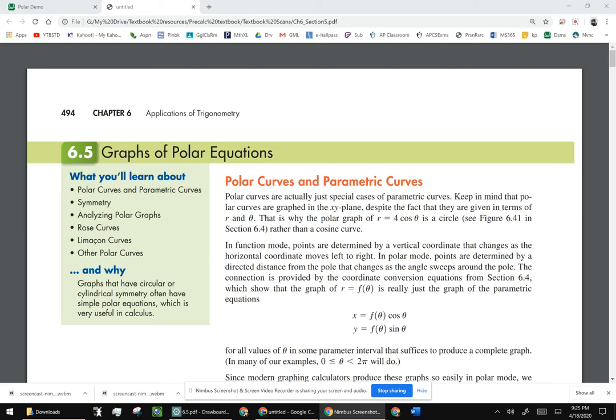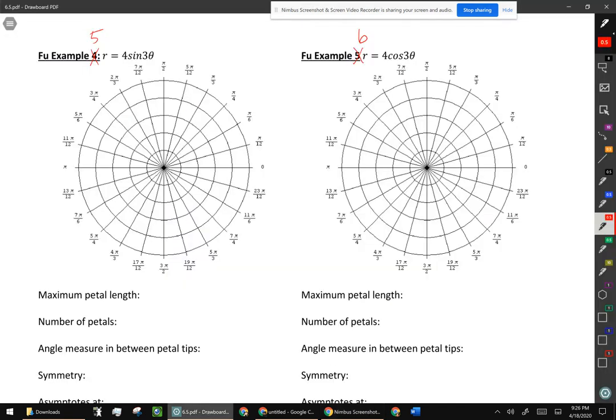Hey guys, we're up to 6.5, my example 5. So let's get to the rectangular graph first for these odd frequency rose curves.